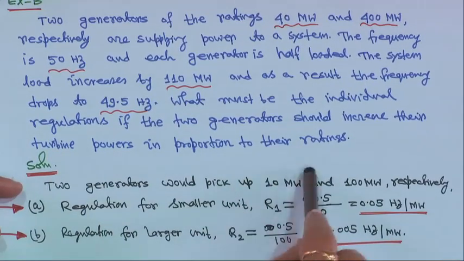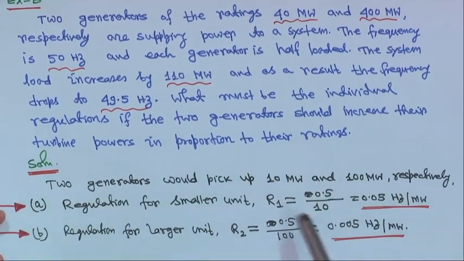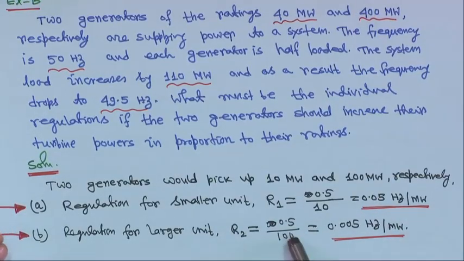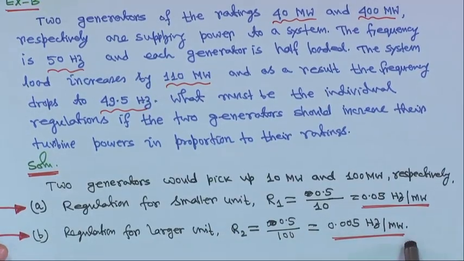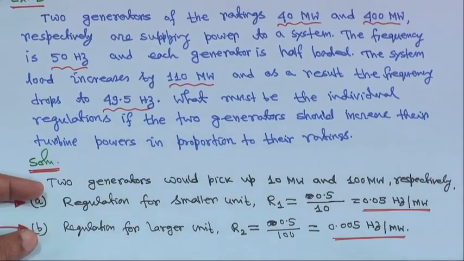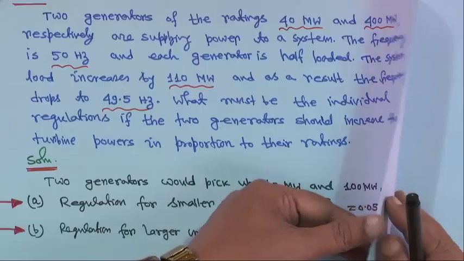So you have to understand how things are happening. So R1 is 0.05 hertz per megawatt, and R2 is equal to 0.005 hertz per megawatt. No question of per unit here, it is just megawatt, right? So this is that problem 2.